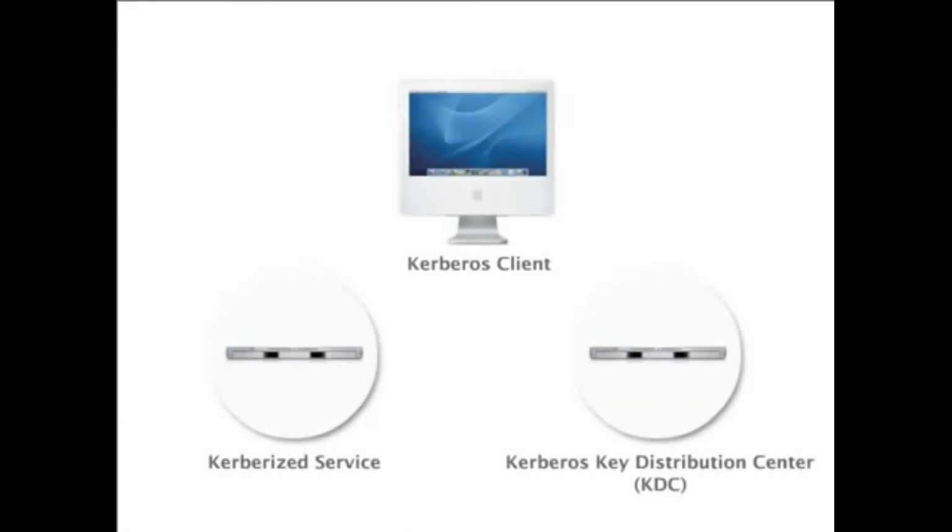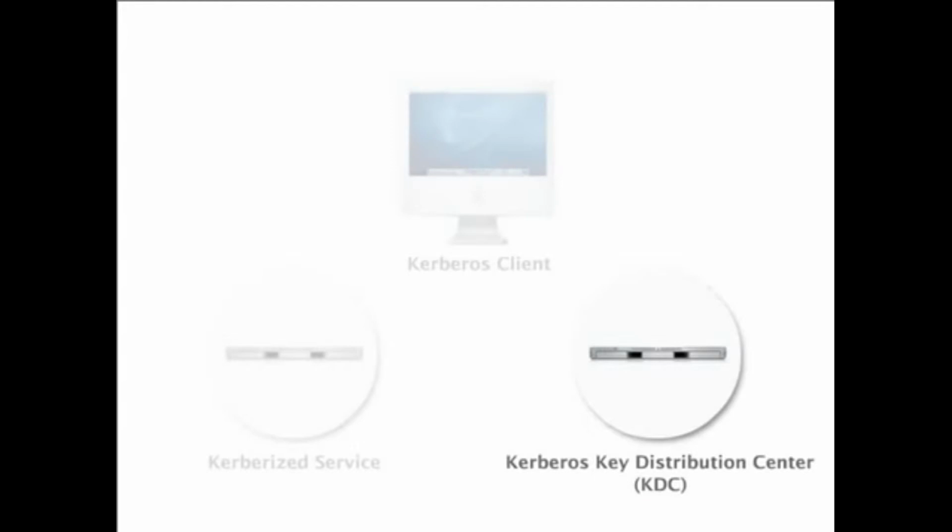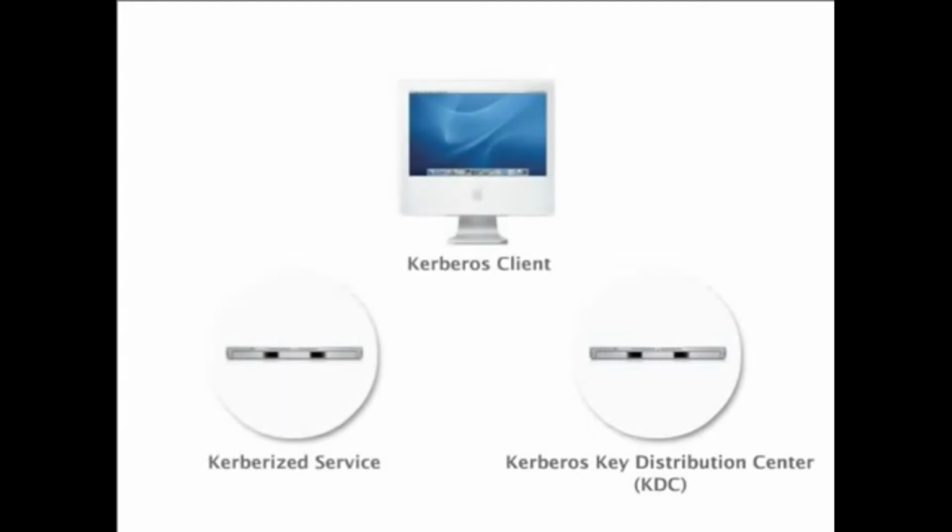To begin with, the name Kerberos gives a clue to the way Kerberos works. In Greek mythology, Kerberos was the vicious three-headed dog that guarded the gates of Hades. In network authentication, Kerberos creates a realm with 3 players that collectively guard your network: the Kerberos client, the Kerberized service, and the Key Distribution Center, or KDC.